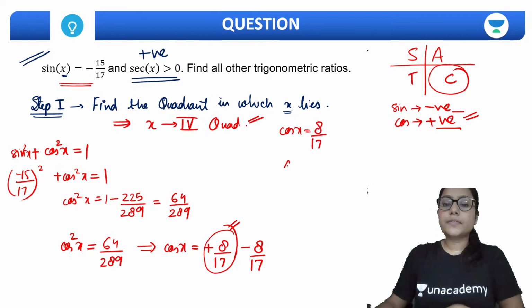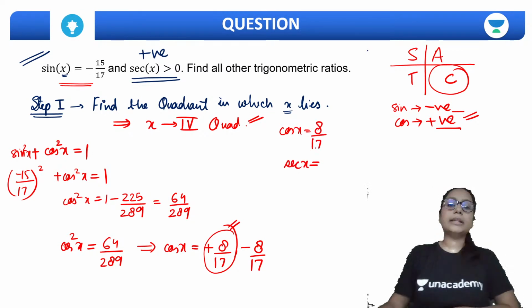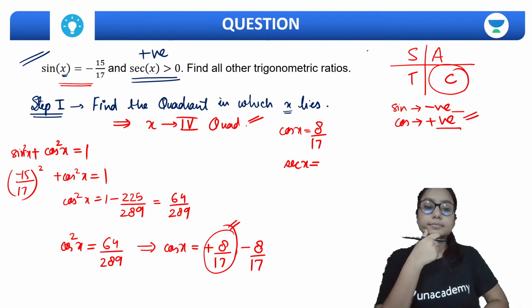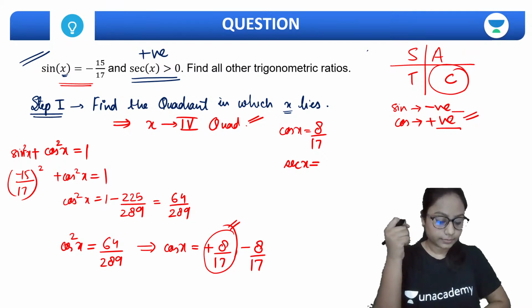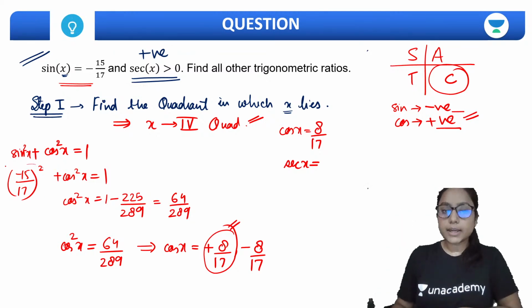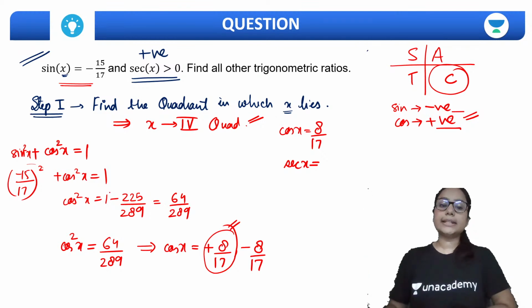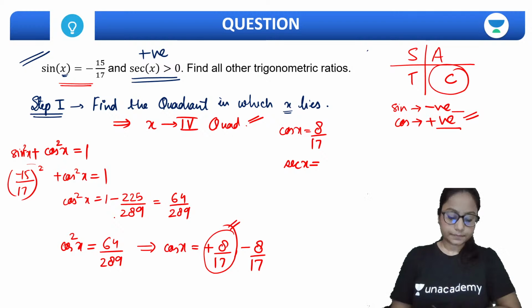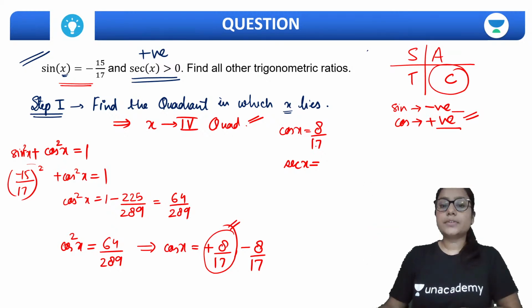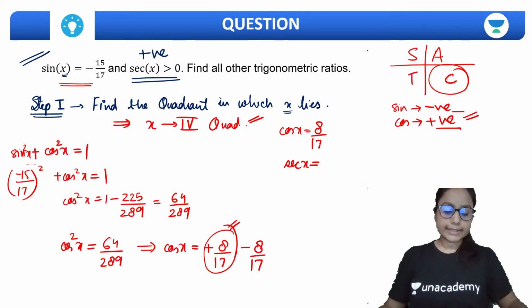What will be the value of sec x? Please answer. I have taken this value as plus only, but when it goes from the left hand side to the right hand side, the sign changes, right? That is why minus. Anurag, clear? So you have cos x is 8 by 17. Find sec x.